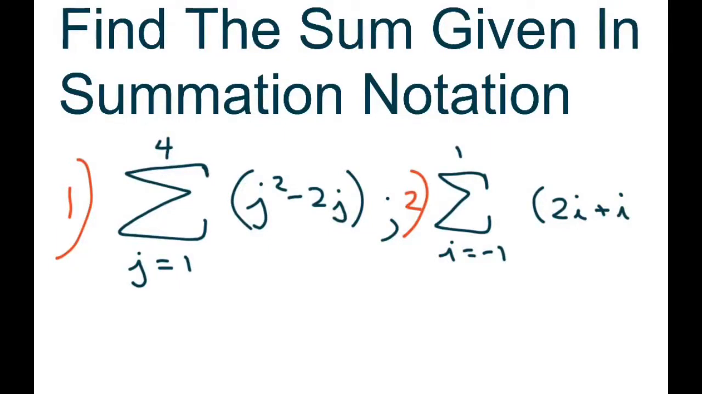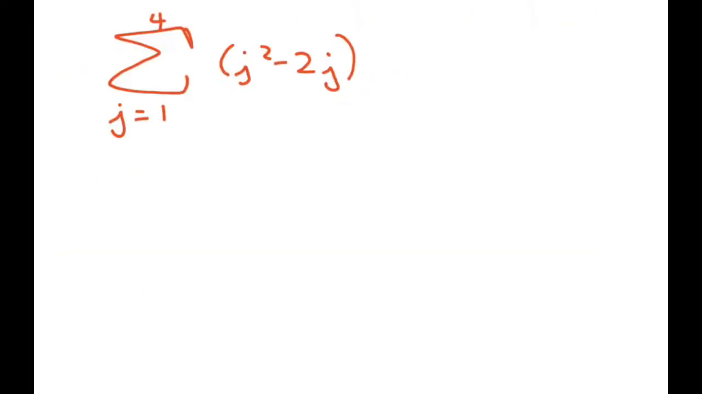Everyone, we're going to find the sum that's given in summation notation, and we're doing two problems here. So let's go ahead and get started. If we look at this first one, and you look at these two numbers, what you want to do is subtract those. You get 3 and add 1. That means we're going to have 4 terms that we are going to sum up.